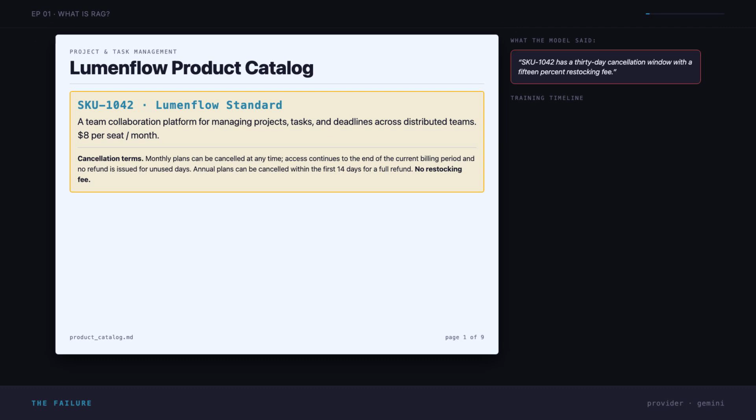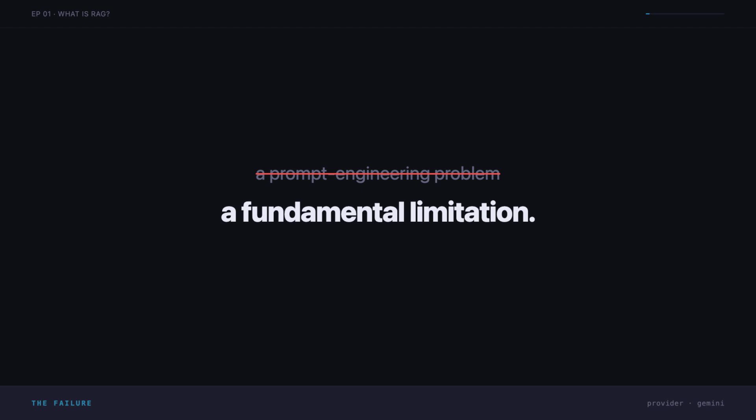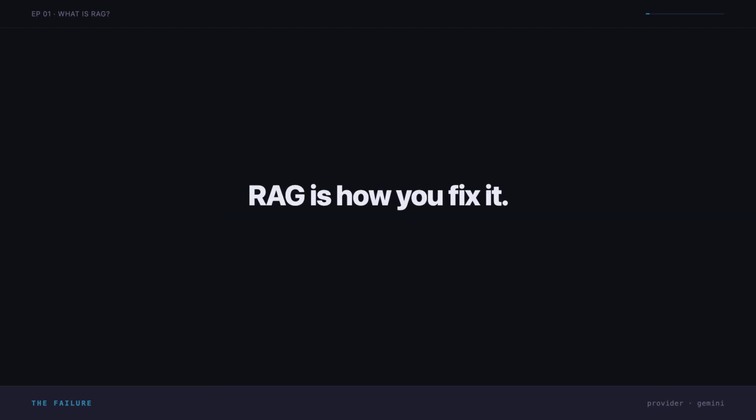The catalog is not in its training data, and even if it were, the data inside your company changes every week. This is not a prompt engineering problem. It is how language models work. RAG is how you fix it.